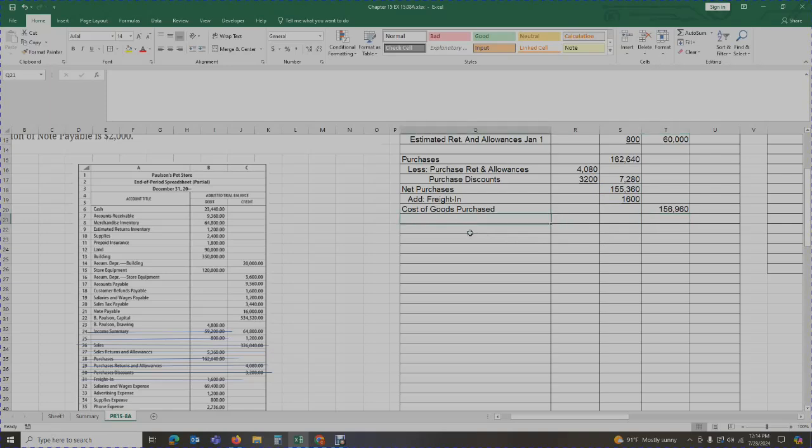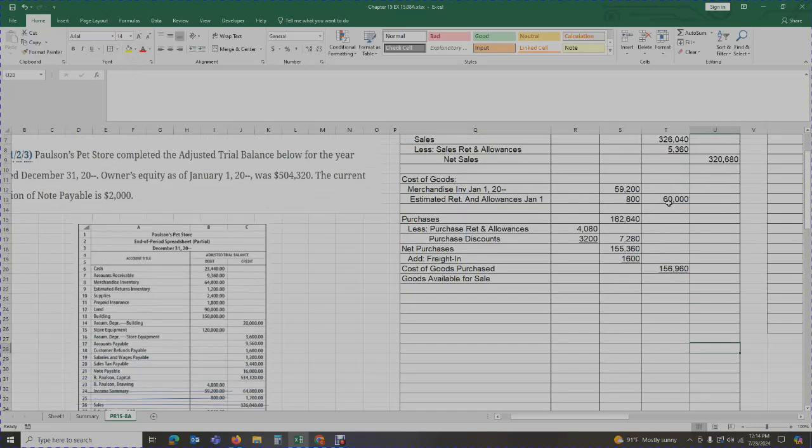So now we can figure out my goods available for sale. What do we have available for sale? On your goods available for sale, you're going to get your cost of your beginning inventory, what you started off with, plus your purchases, the cost of goods purchased. We're going to add those two numbers, the 60,000 plus your cost of goods purchased of 156,960. That will give you goods available for sale of 216,960. Now that is what you have available for sale.